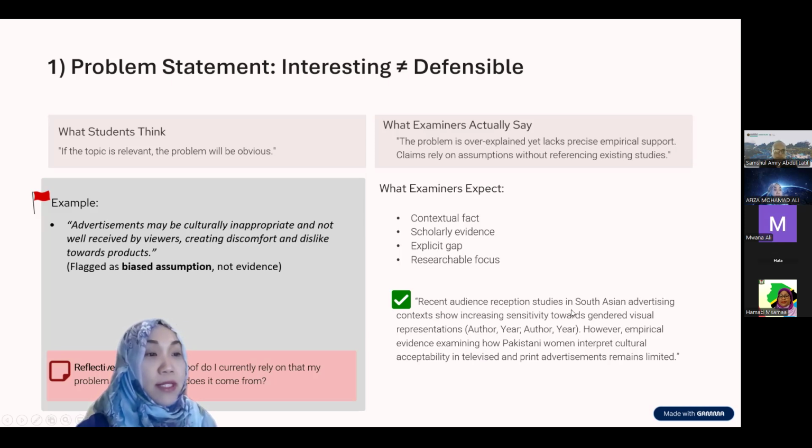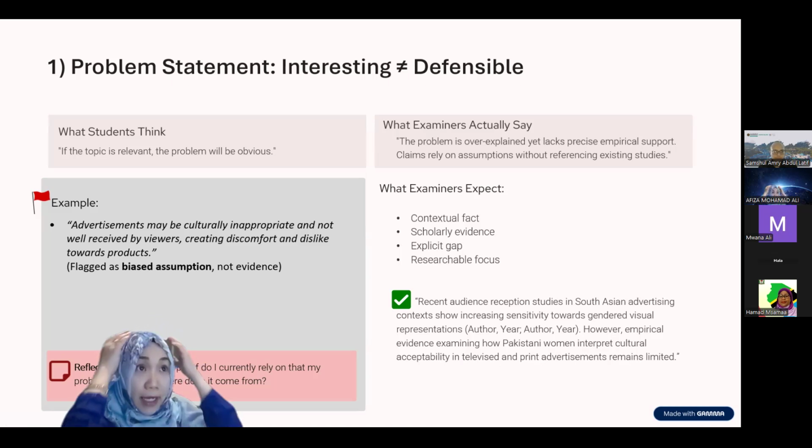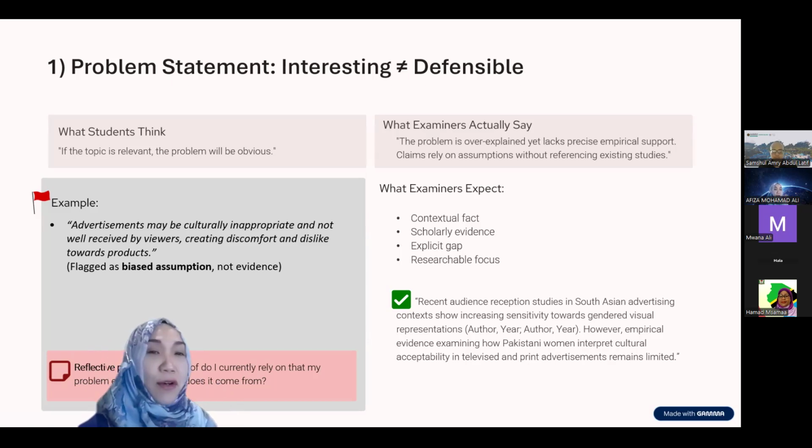Recent audience reception studies in the South Asian advertising context show increasing sensitivity towards gendered visual representations. We've got some references there. However, empirical evidence examining how Pakistani women interpret cultural acceptability in televised print advertisements remains limited. Now, when you say limitation, you are very specific here. It says examining how women interpret cultural acceptability, so it's very specific. You can't just simply say research in qualitative measures is limited because you're adopting a qualitative approach. You cannot say that.